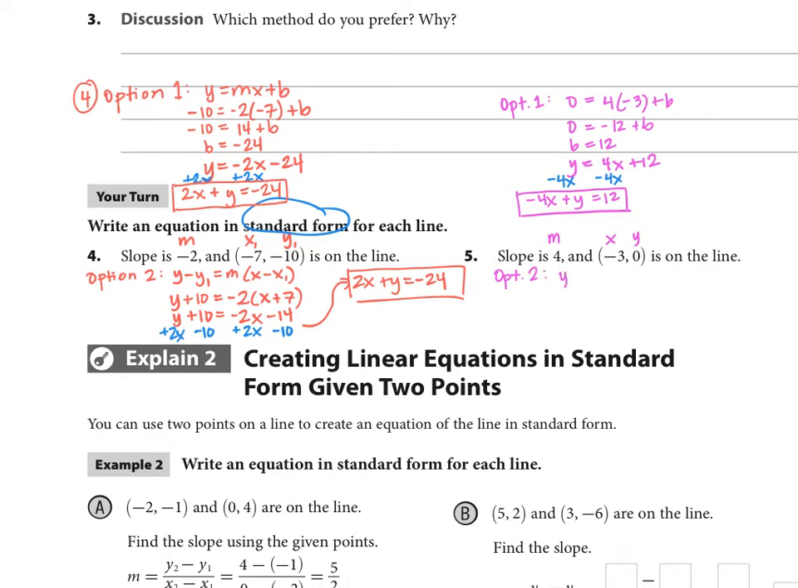So that's y minus y1, which is y minus 0, equals m times x minus x1. So it's going to come out to x minus negative 3, which is x plus 3. So that 0 actually helps us out in that we don't need it anymore. Equals 4x plus 12. And look at that. That actually looks just like our slope-intercept form.